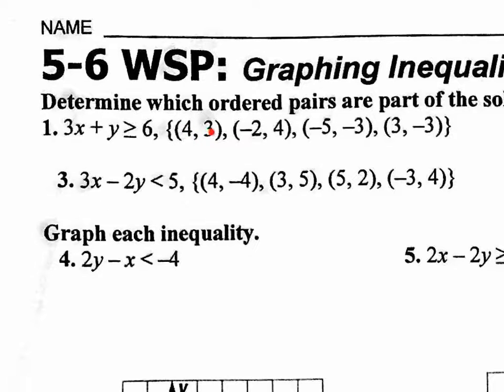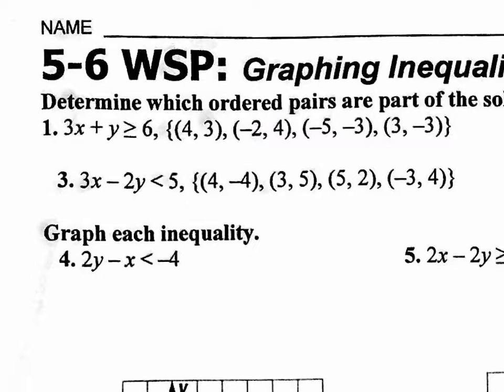All you have to do, Austin, is plug in the 4 in for x and the 3 in for y. So if you plugged in a 4 right here, 3 times 4 is 12. 12 plus, if you plug in a 3 for y, 12 plus 3 is 15, and that's definitely greater than 6. Now, it doesn't have to be equal to 6. It could be equal to 6. That's why there's greater than or equal to 6. So yeah, 15 is definitely greater than 6, so this works. All you got to do is plug it in and see if it works. If it doesn't work, then you know it's not an answer.